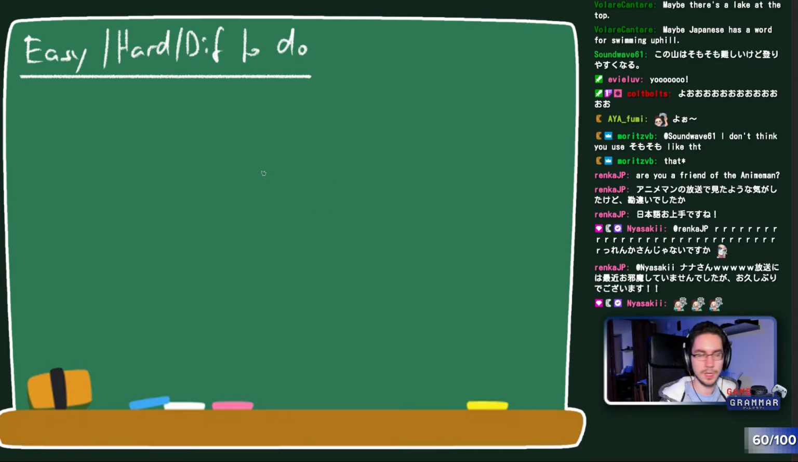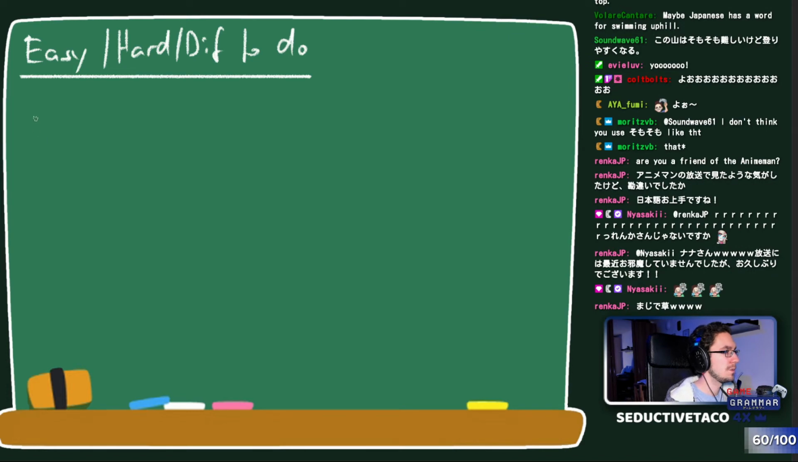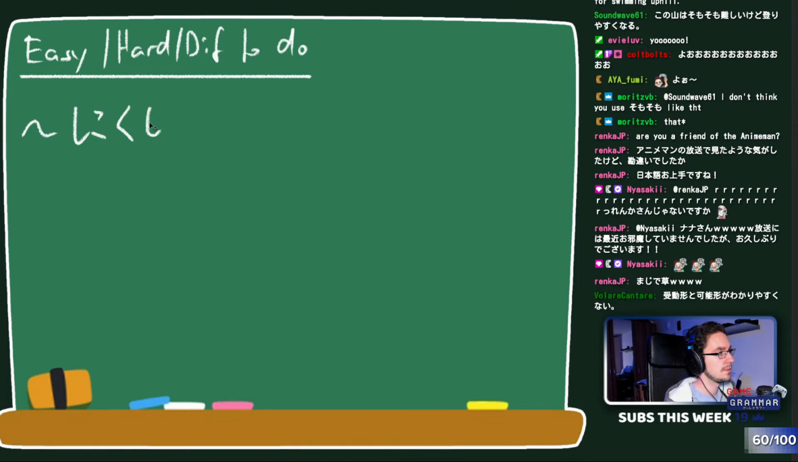Next, we're going to talk about how to express that something is hard to do or difficult to do. So we have two words for this. One of which would be Nikoi, and the other one would be Zurai. Okay? It's kind of an ugly E. A little better, right? Nikoi and Zurai.